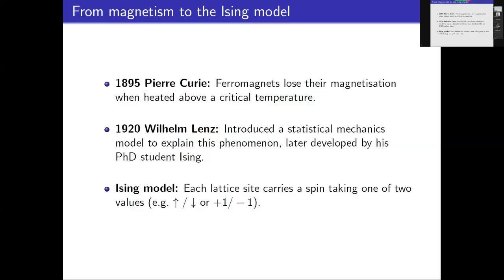What I'm going to talk about today is a generalization of the Ising model, the φ⁴ model, where spins don't only have orientation, but they also have magnitude. So they take values over ℝ.